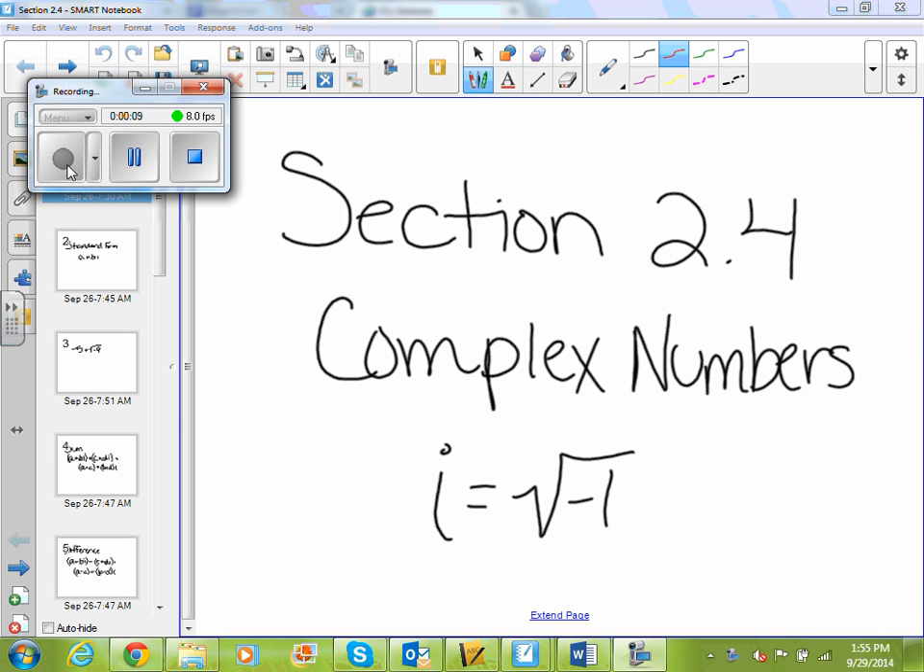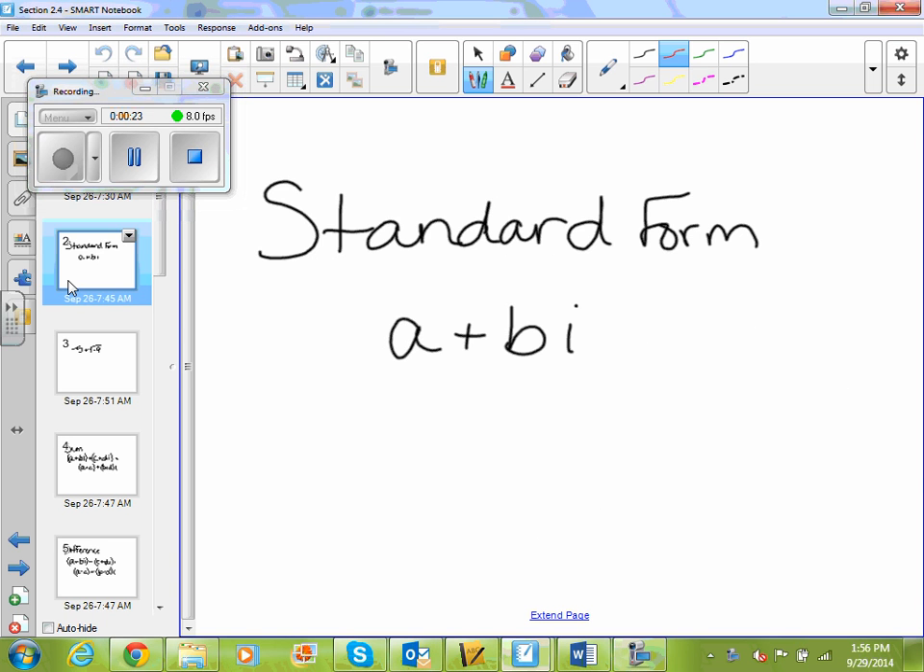The thing you need to know is that i is equal to the square root of -1. i is our imaginary number. And so we can simplify negative square roots using that. Okay. And standard form of a complex number is a + bi, where a and b are numbers, and i is your imaginary number, which works a lot like a variable.